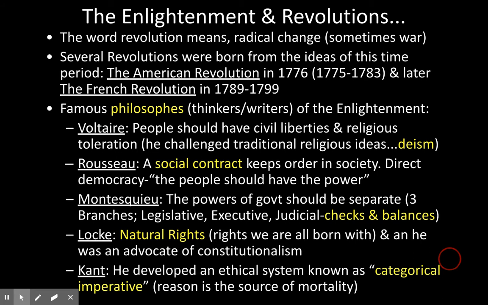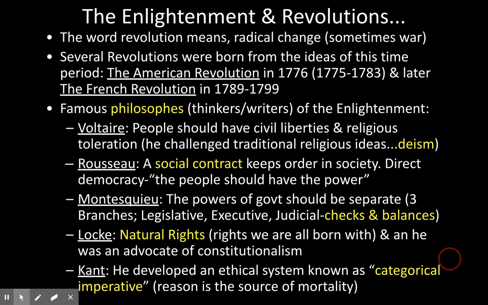Kant is a German philosopher. He developed an ethical system known as the categorical imperative. The categorical imperative is that reason is the source of morality, not religion. In other words, you don't have to believe in God to know that hurting a child is bad. You don't have to believe in a God to believe that slavery is bad. You don't have to believe in God to know that you shouldn't kill or steal. He was saying that logic and reason are enough.